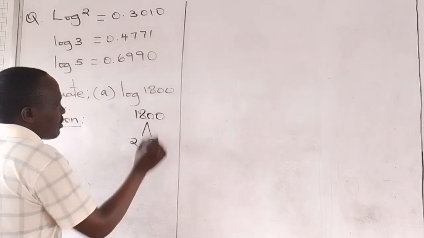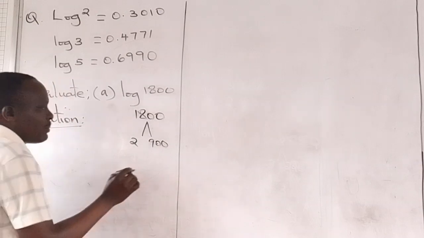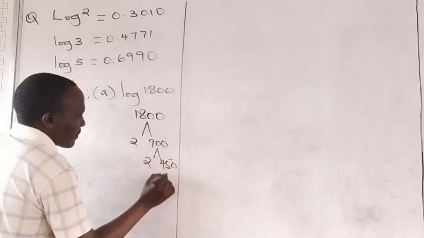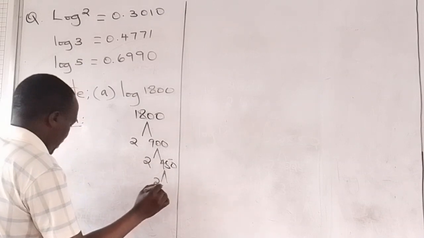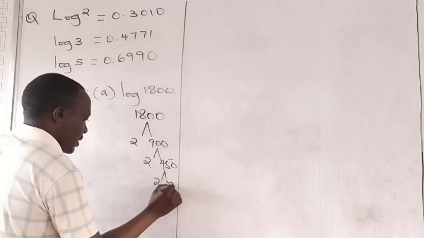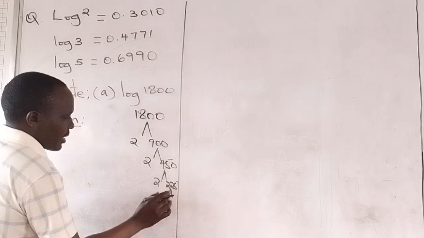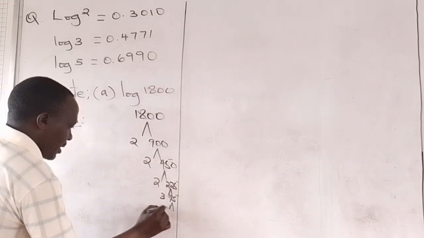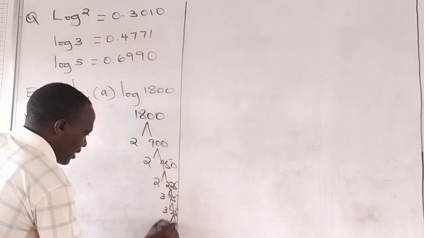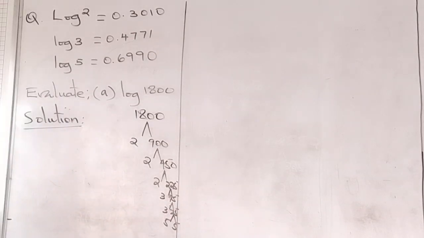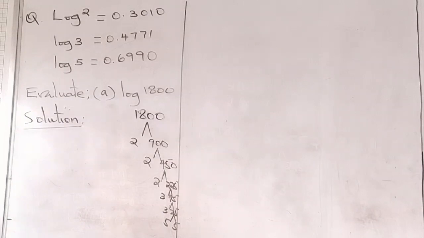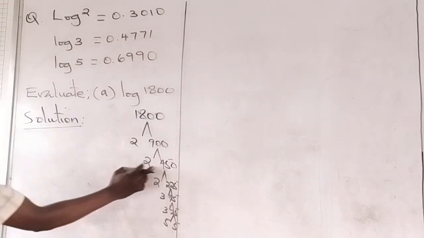2 goes into 1800, 900 times. And then 2 can again divide this as 450. 2 can divide 450 as 225. 3 can divide this one as 75. Then 3 can divide this one as 25. Then 25, we have 5. So by using these factors, we can now write 1800 in terms of these numbers.